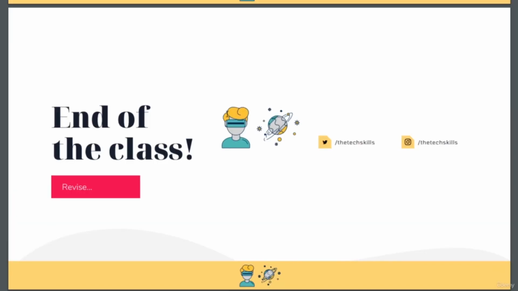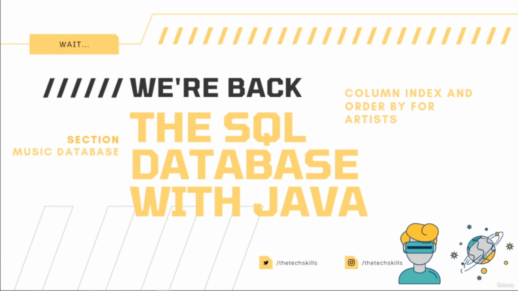End of the class. We are back to the SQL database with Java. Today we're going to talk about column index and order by for artists. We have the method to get artists, and then we're going to add the order by criteria, and we're going to change the column names for column indexes. Without further ado, let's open our environment and start coding.